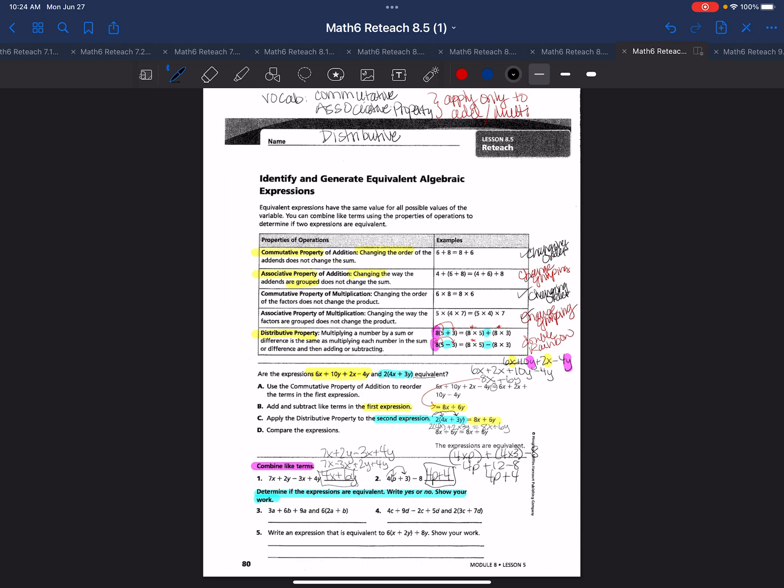We have 3a plus 6b plus 9a. I need to go ahead and combine like terms by using commutative property. So I rewrite that 3a plus 9a plus 6b. Then I can combine these because they both have the variable a, and I get 12a plus 6b.